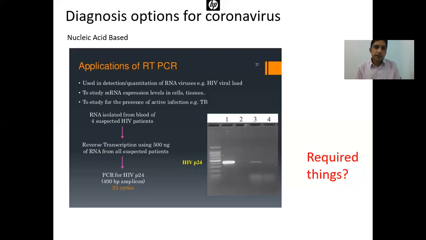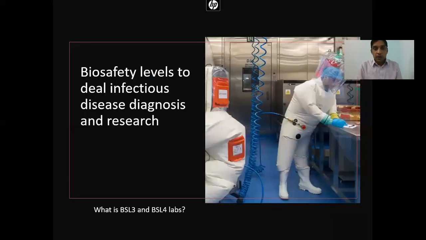But the answer is not that simple. It's quite complicated. Let me explain why. In order to deal with infectious samples, you need labs equipped with a very high standard of biosafety. They are called biosafety levels 1, 2, 3, and 4. I want you to go and study what it means when I say that you need a lab with biosafety level 3, or a lab with biosafety level 4.